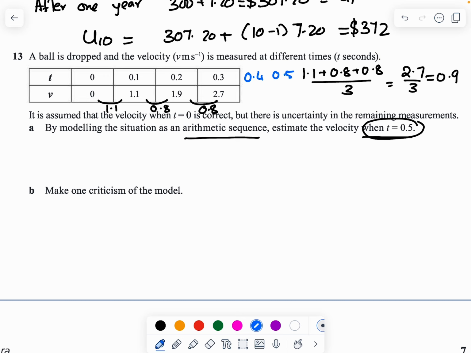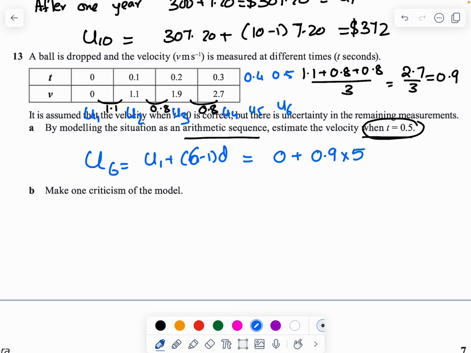So this is U1, this is U2, this is U3, this is U4, U5, so U6. So we are supposed to find the sixth term. Sixth term is nothing but U1 plus n minus 1 times D, so 6 minus 1 times D. What was U1? 0 plus D, on an average is 0.9, times 6 minus 1, which is 5. So the answer is going to be 4.5 meters per second.